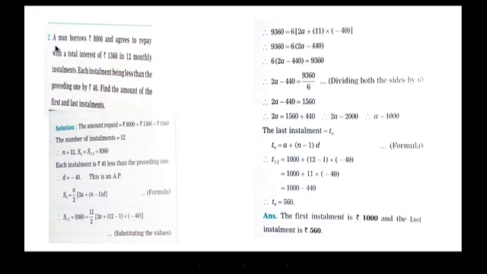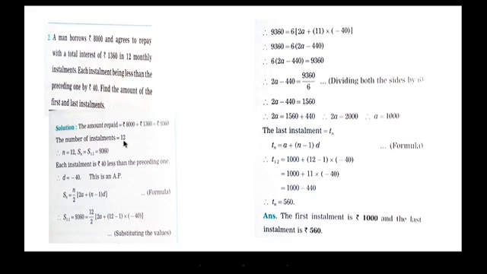Second one. A man borrows rupees 8,000 and agrees to repay with a total interest of rupees 1,360 in 12 monthly installments, each installment being less than the preceding one by rupees 40. Find the amount of the first and last installments. Okay, so a man borrows 8,000 rupees and agrees to pay interest of 1,360. So the total amount paid by the man will be rupees 8,000 plus rupees 1,360, that is rupees 9,360. Okay, now he agrees to pay in 12 monthly installments.